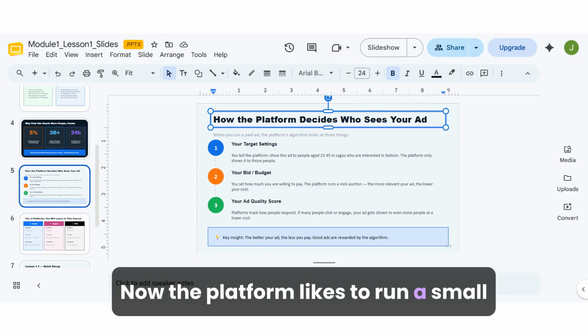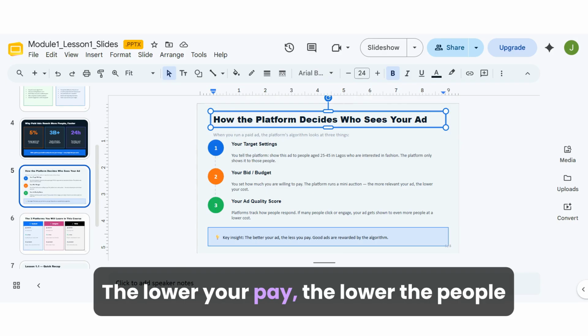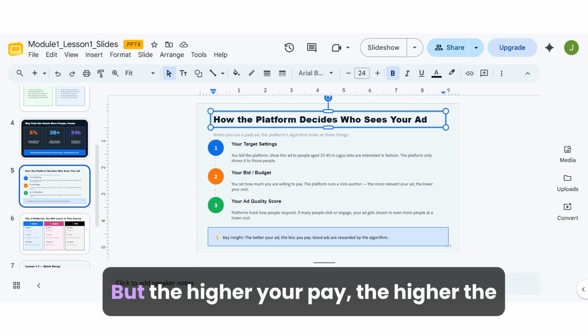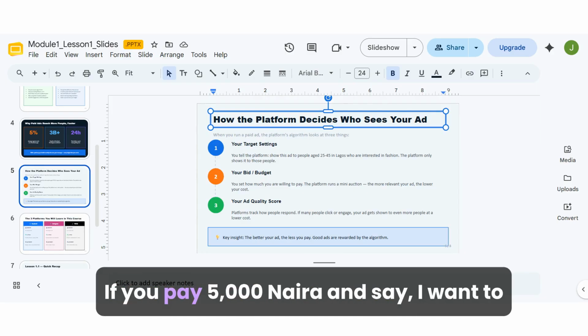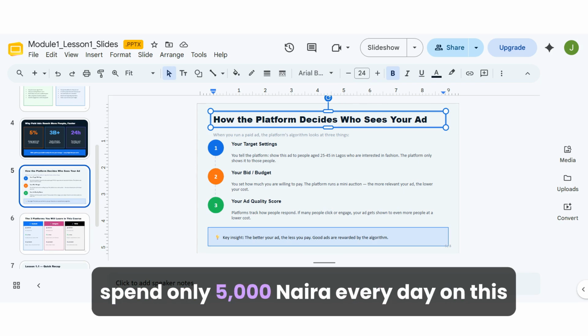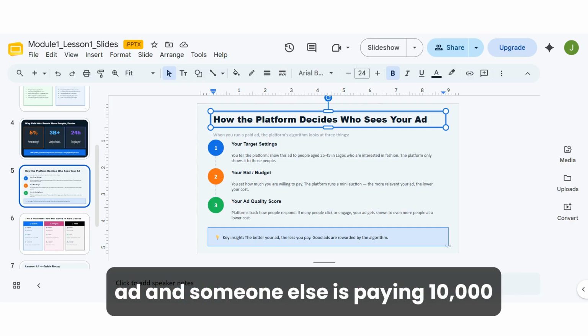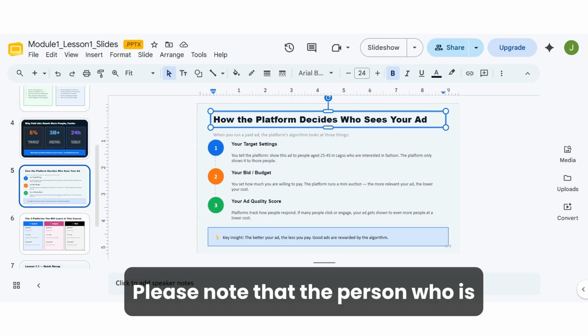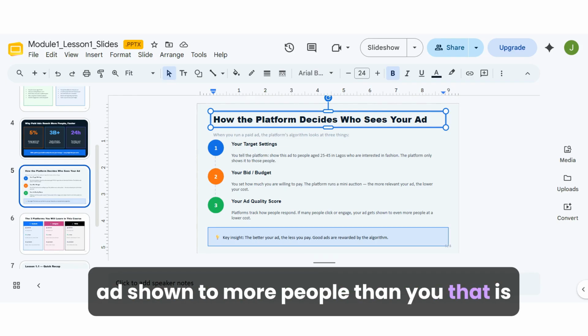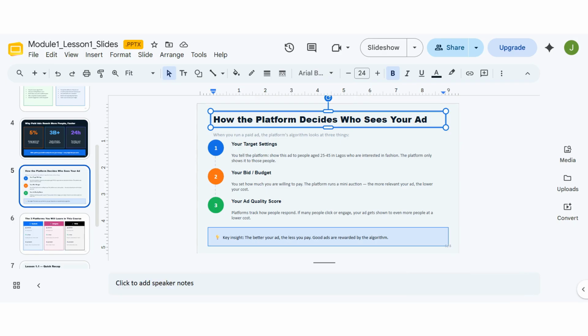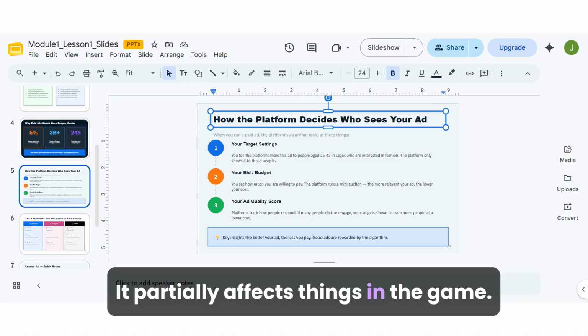Now, the platform likes to run a small auction behind the scenes. The lower you pay, the fewer the people that will see your ad. But the higher you pay, the higher the number of people that will see your ad. What does this mean? If you say, I want to spend only 5,000 naira every day on this ad, and someone else is paying 10,000 naira per day, please note that the person paying 10,000 naira per day will get their ad shown to more people than you that is paying 5,000 naira. It partially affects things in the game.